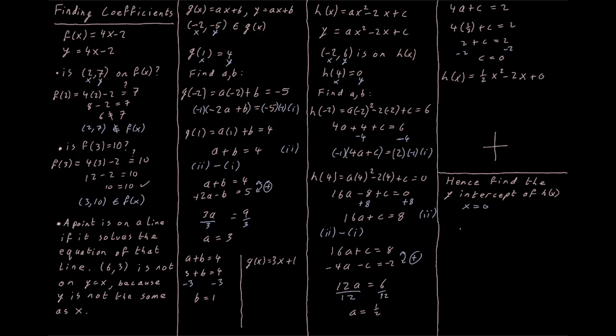So if I know that, I'm just now being asked for what is h of 0, what happens when x is 0. So h of 0 is going to be 1/2 on 0 squared minus 2 on 0, plus 0 if we like, and we just end up with 0. So that tells us that the y-intercept happens at y is 0, or the point 0, 0. The origin is on our line.